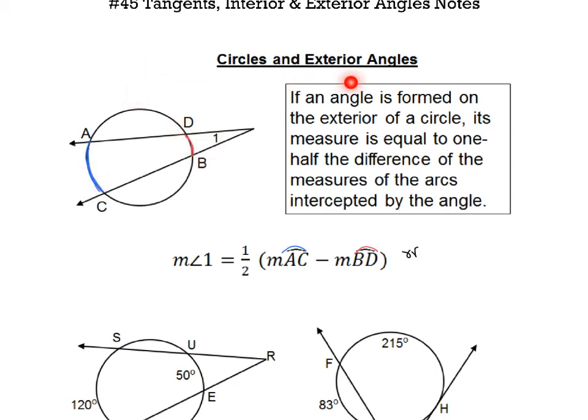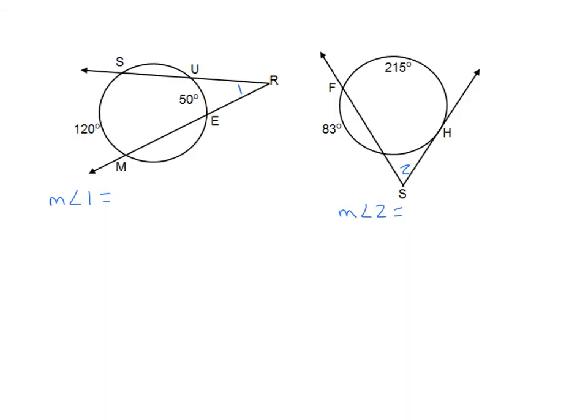Interior, you add them. Exterior, you do the opposite and you subtract. Okay? Always subtract the smaller arc measure from the bigger one, just to clarify. All right? So to find the measurement of angle 1, it's 1/2 times the measurement of arc AC minus the measurement of arc BD. Or the quicker way I think to write it would be the measurement of arc AC minus the measurement of arc BD, and then just divide that by 2. So let's look at an example.